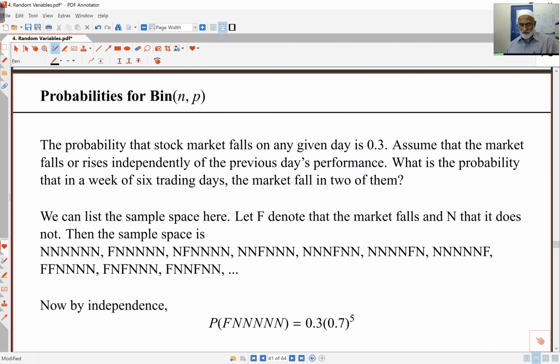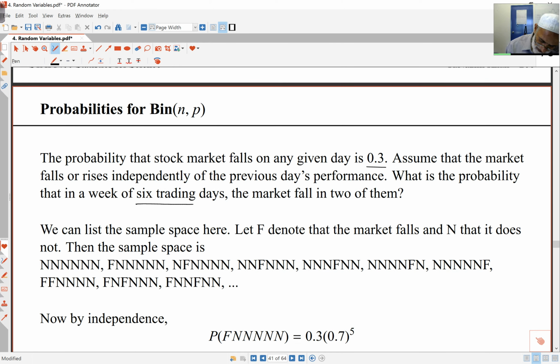We have to be a bit careful over here. Let me look at the example over here. I'm looking at the probability that the stock market falls on any given day is 0.3, and I'm looking at 6 trading days, and I want the market falling in any two of those. Now I'm assuming there's independence over here. What happens the next day doesn't depend on the previous days.